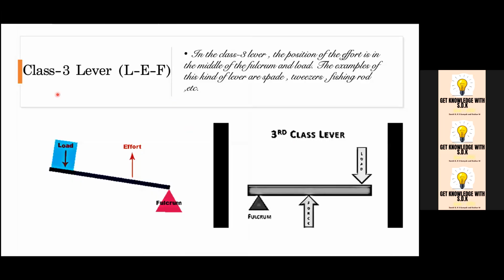Class 3 lever. In the class 3 lever, the position of the effort is in the middle of the fulcrum and the load. The examples of this kind of lever are spade, tweezers, fishing rod, etc. So these are the images of the class 3 levers. The arrangement of the class 3 lever is LEF. So first comes the load, second comes the effort, third comes the fulcrum. It can be like this also.